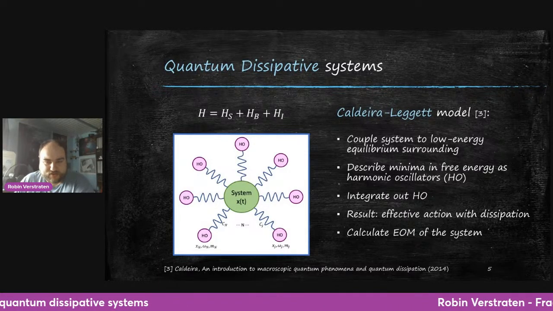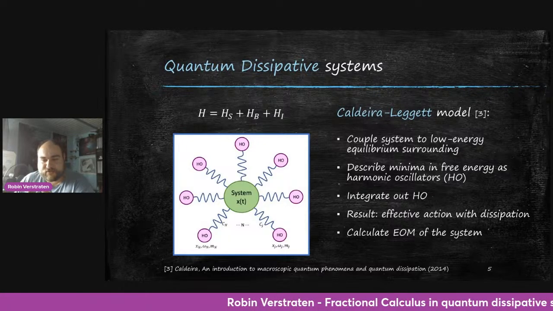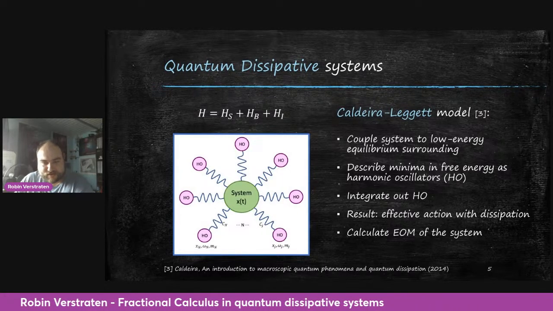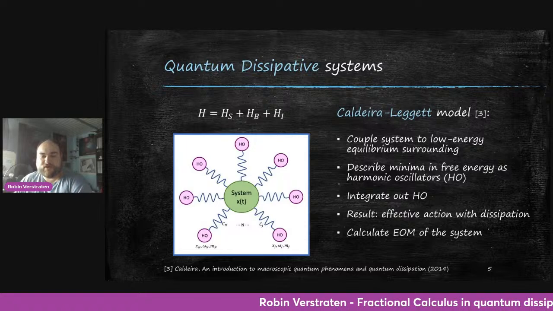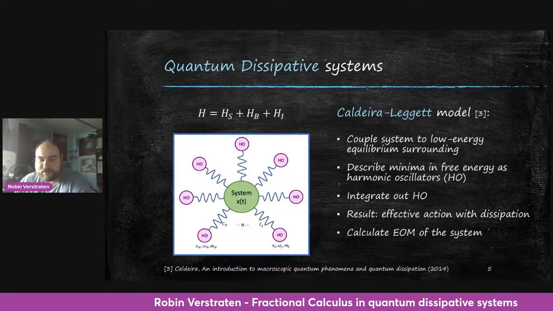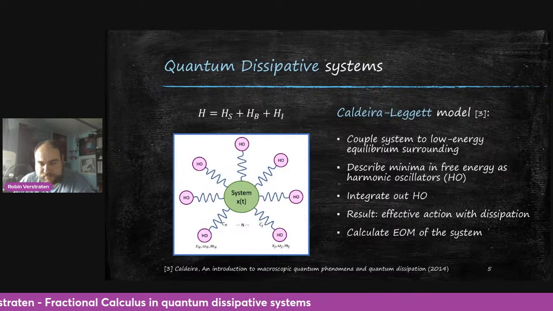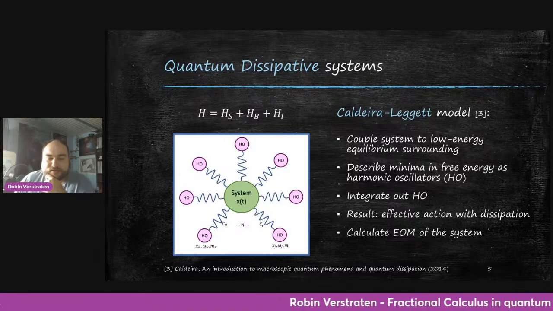are x squared, we do linear coupling, and this allows us behind the scenes basically to complete the square in some Gaussian integrals and basically integrate out all of these degrees of freedom and be left over with an effective action on the system. And from this, we can calculate equations of motion and all of these things. So that's very practical. And as said, this was done by Caldeira-Leggett. Caldeira is, of course, a Brazilian physicist.